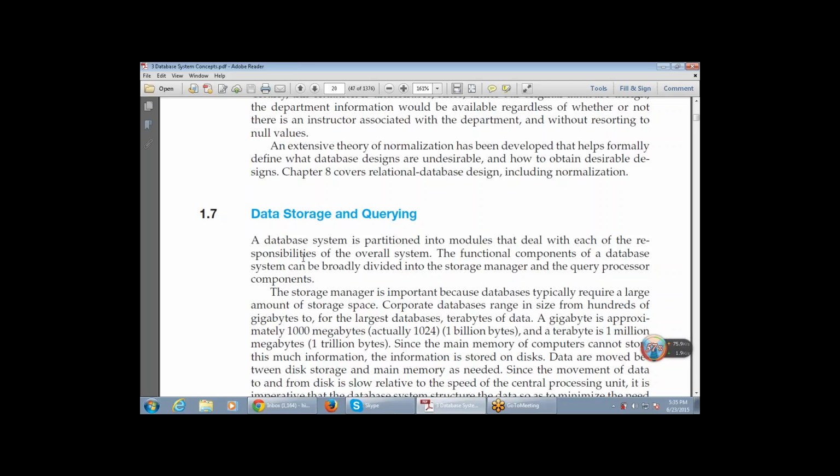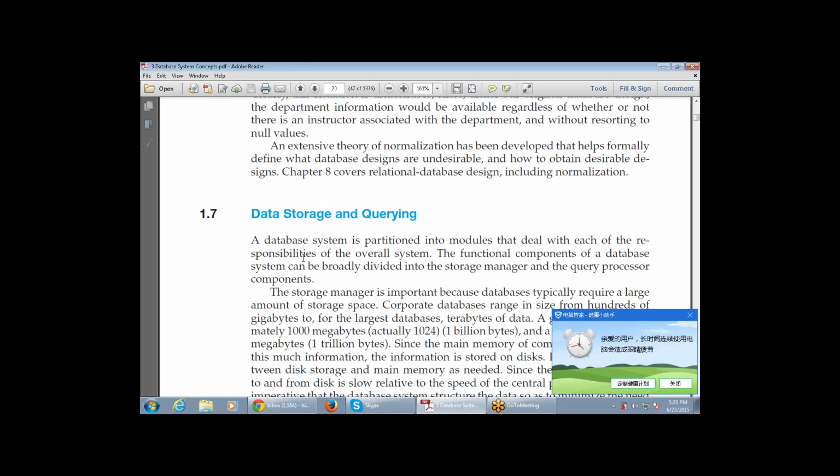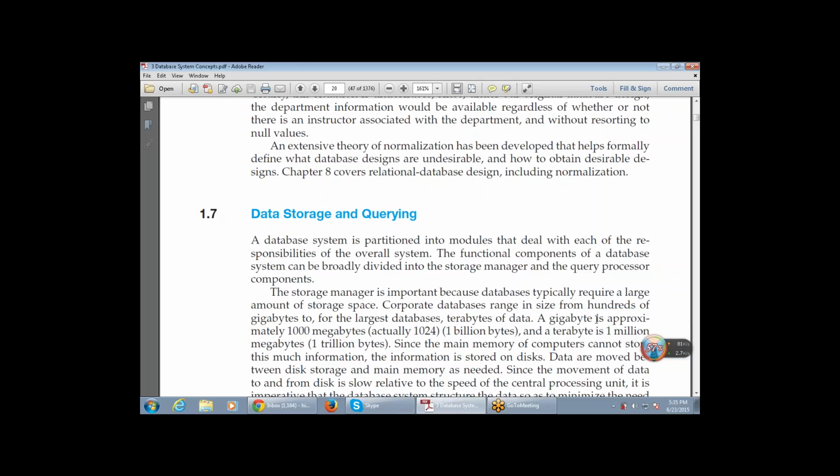A database system is partitioned into different modules that deal with each of the responsibilities of the overall system. The functional components of a database system can be broadly divided into two categories: the storage manager and the query processor component. How to store the data is done by the storage manager, and how to process the query or retrieve the data is done by the query processor component.